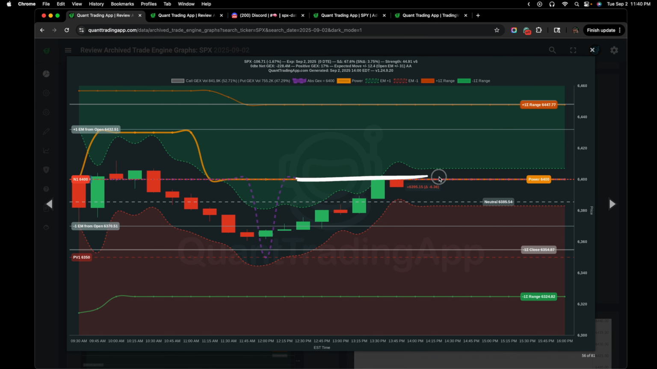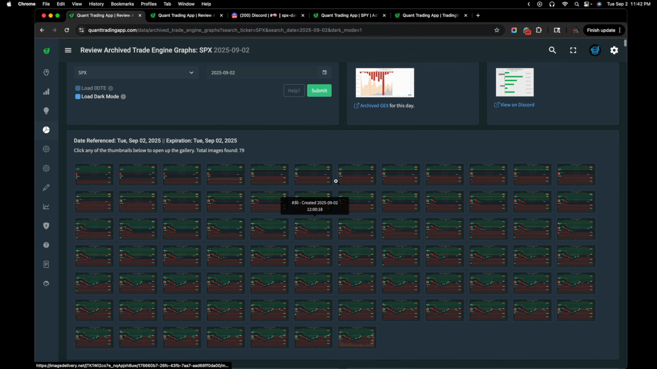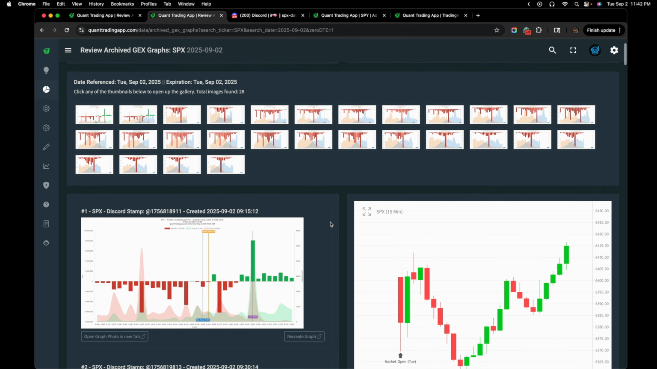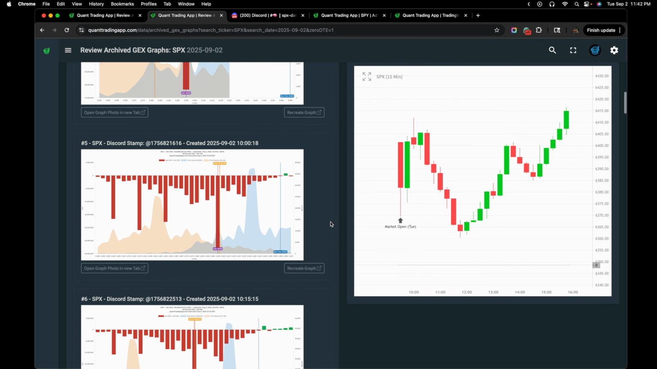6400 stayed pretty strong throughout the whole day. However, when the markets did drop down to this point here, we can see that the absolute gamma exposure strike did drop, but then it bounced right back up to 6400. A major advantage of having this archive information means we can go back and take a look at what the GEX looked like throughout the day and at that point in time.